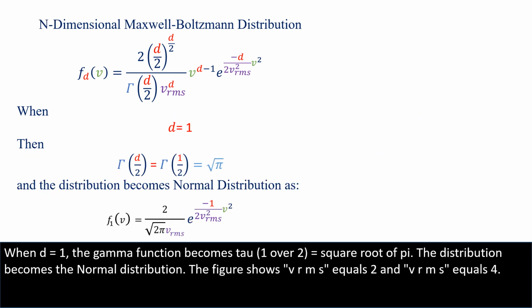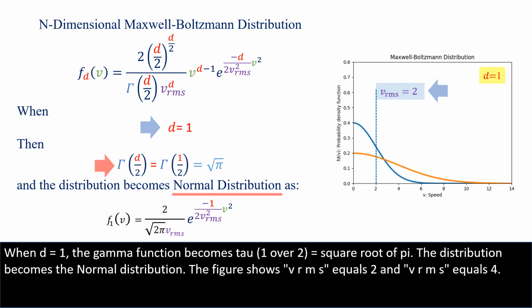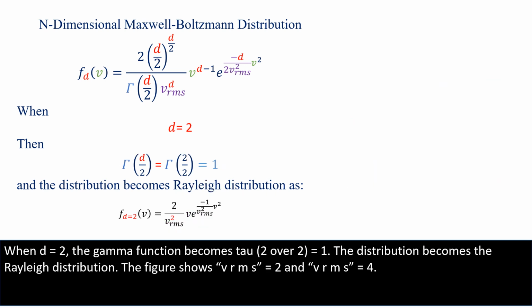When d equals 1, the gamma function becomes tau(1/2) equals square root of pi. The distribution becomes the normal distribution. The figure shows VRMS equals 2 and VRMS equals 4.